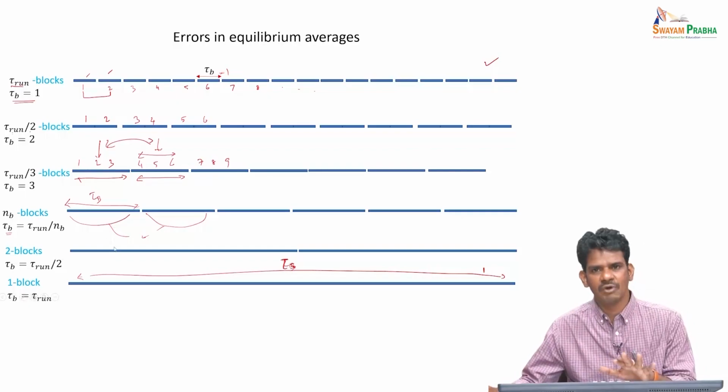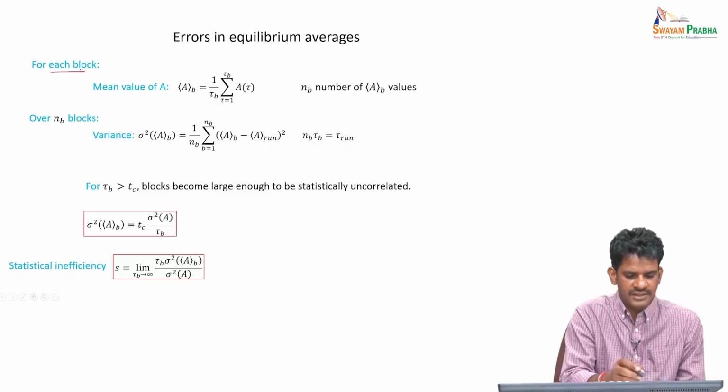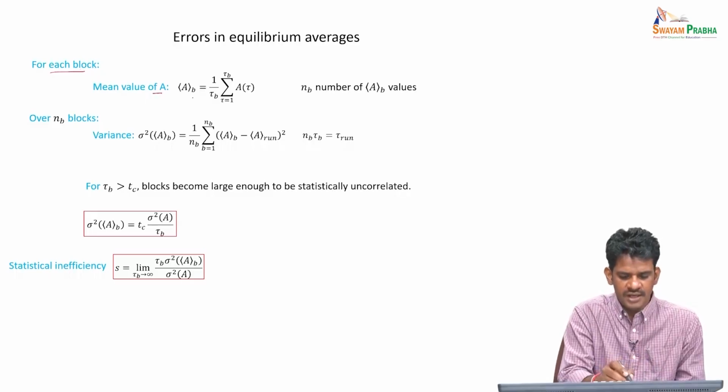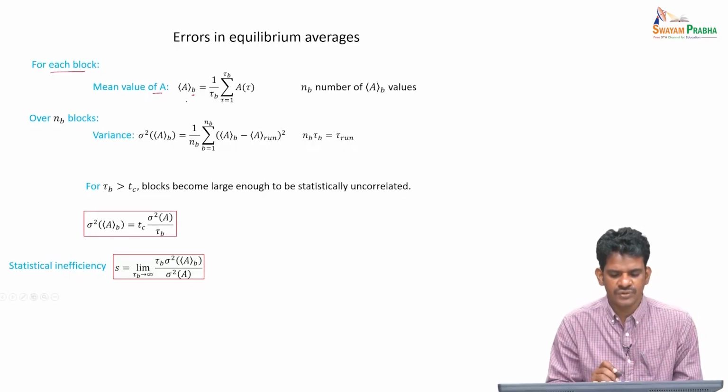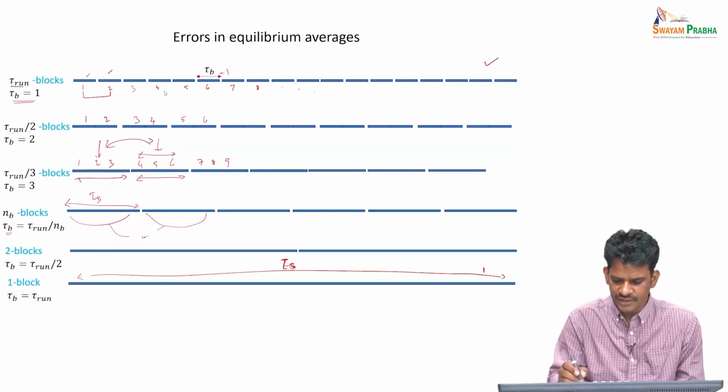Once you understand this blocking operation, we go to each block and calculate the mean value of A, and this b suffix here refers to an index for the block. Here we go from 1 to tau b, and then we calculate the mean value. What this mean value basically means is, in this particular block, you might have 3 data sets, i, i plus 1 and i plus 2.